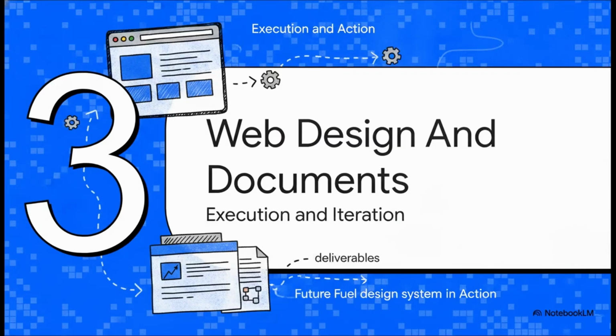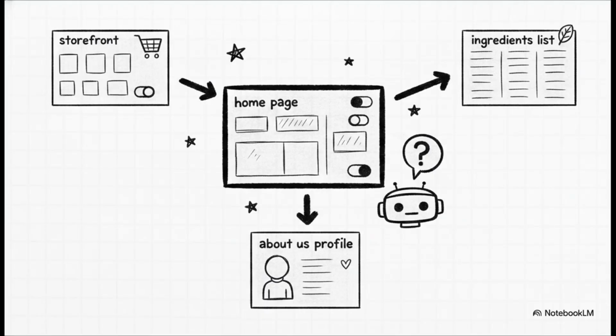Now, obviously, you can manually tweak any of these, but this instantly gives us a cohesive brand universe to play around in. All right, Section 3, web design and documents, execution and iteration in action. Now that we have our really powerful Future Fuel design system totally locked in, let's put it to work and generate some actual deliverables. Let's start by building a cohesive multi-page website. We instruct Claude using our new design system to create a home, shop, ingredients, and about us page.